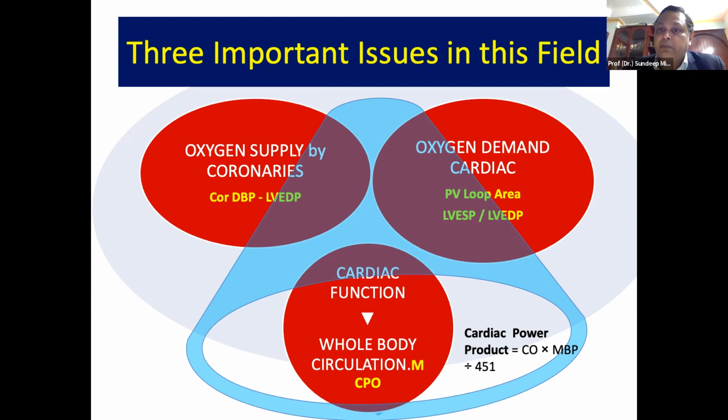That is number one. Number two is the oxygen demand of the cardiac tissue. And there we can talk of pressure volume loops. I don't think we'll go into details, but I will just show you small things so that you can understand what we are talking about. And finally, it is about the total perfusion or systemic perfusion, which is determined by cardiac power product, which is the multiplication of cardiac output and mean blood pressure. So basically it is a product of cardiac output and mean blood pressure.